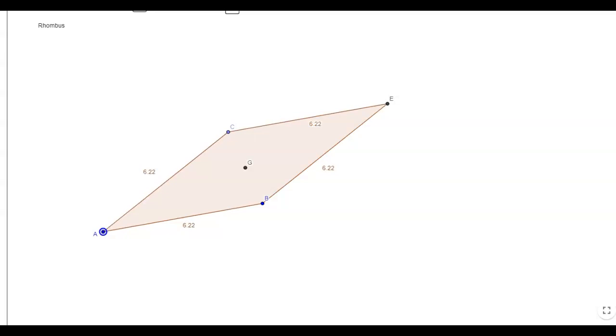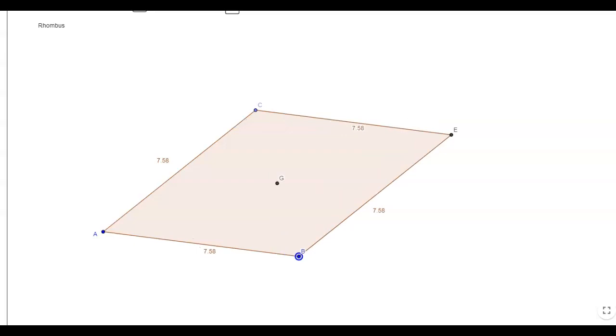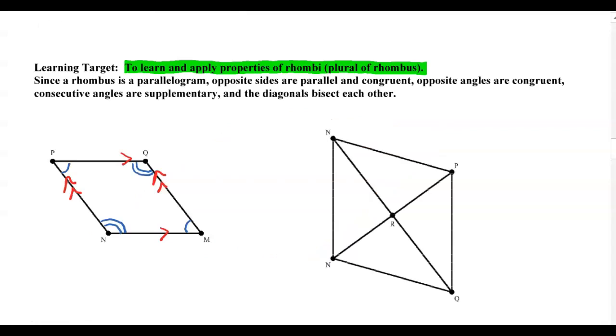So if you look at this picture, you see 6.22 for all the sides. If I make the rhombus different, all sides are still congruent. So the special property of a rhombus is we have 4 congruent sides. I'm going to mark those in green. So we have 4 congruent sides.